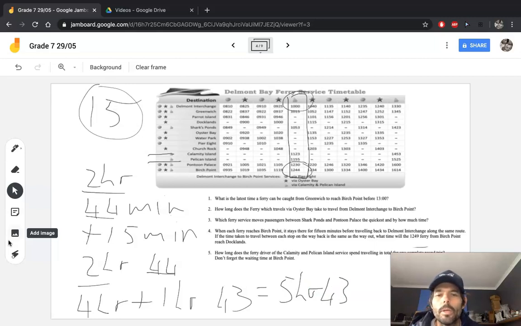Okay, so that will be the length of time for a round trip from Delmont Interchange to Birch Point. Wait at Birch Point for 15 minutes, as they told us in question 4. And then we've got to go 2 hours and 44 minutes back to Delmont Interchange.